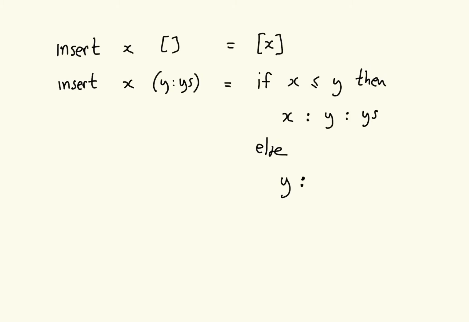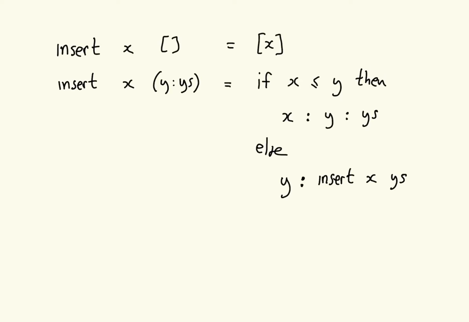So if our pointer was sitting here, we want to advance it to the first element in the remaining list. What does this actually mean in practice? Well, it means we will output y and then we'll continue by inserting the value x into the remaining list. So this is the recursive case.